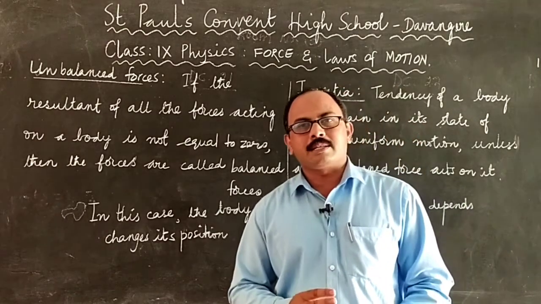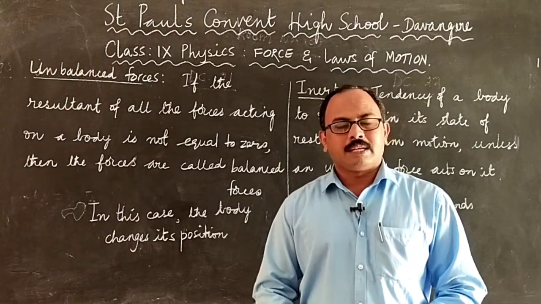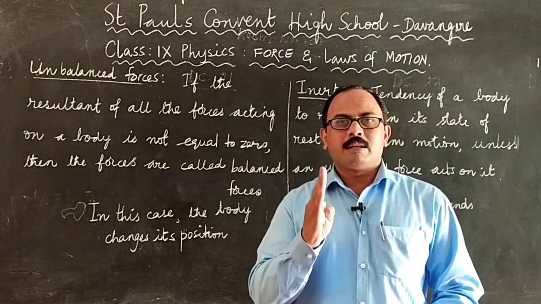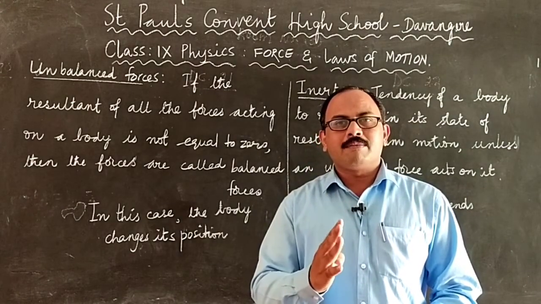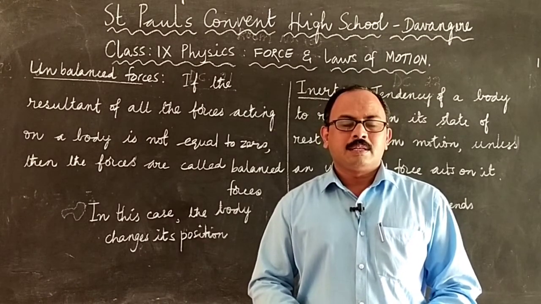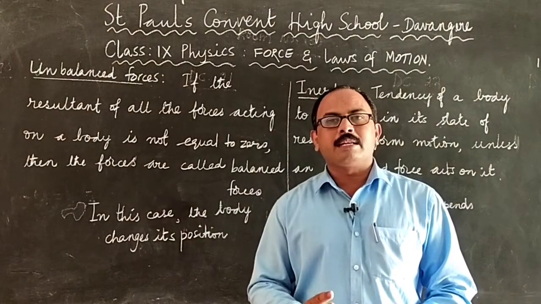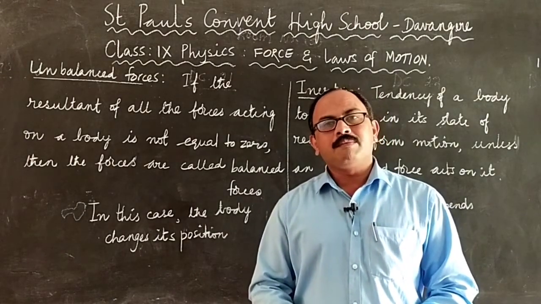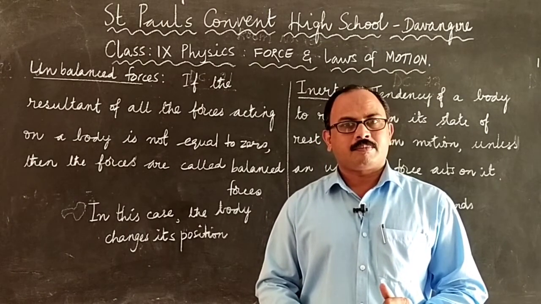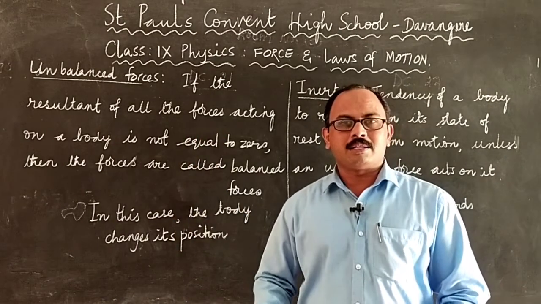As we discussed yesterday, children, regarding balanced forces, we have seen there are four types of forces acting on an object even if it is at rest. If the resultant of all the forces acting on the body is equal to 0, then we call the forces balanced forces. Today we are going to see about unbalanced forces.